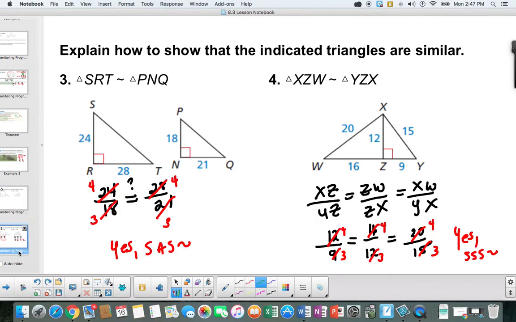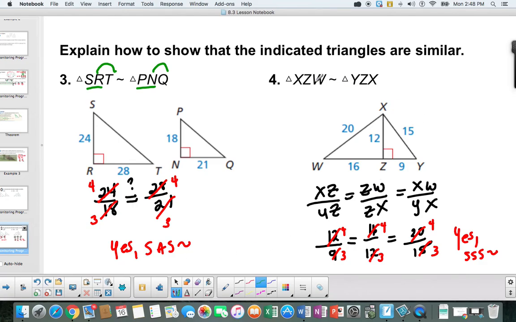And here's the answer. What I've done is I've compared, I'm trying to see if SR and PN have the same ratio as RT and PQ. So I've done this. I put a question mark to see if they're the same, and sure enough they are the same. They have an angle between them that's congruent, so the answer is yes by side angle side similarity.